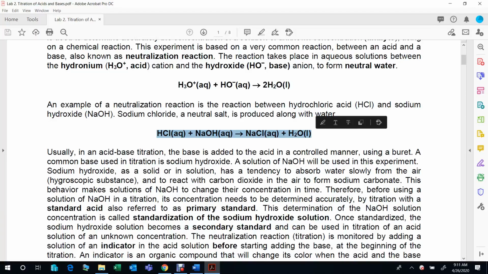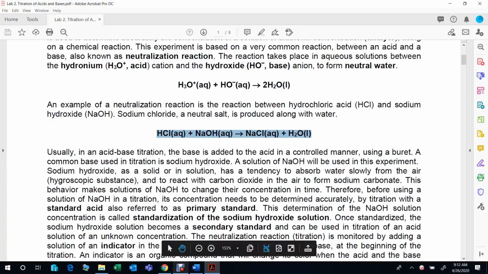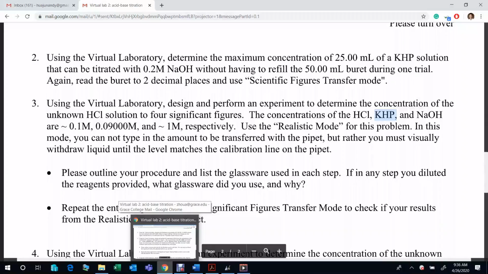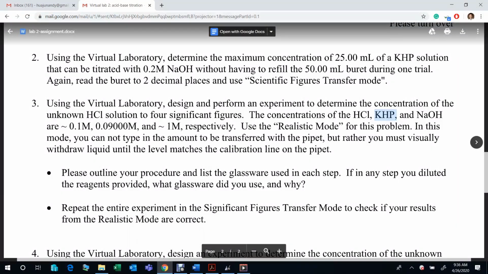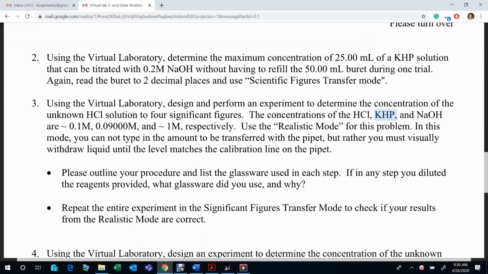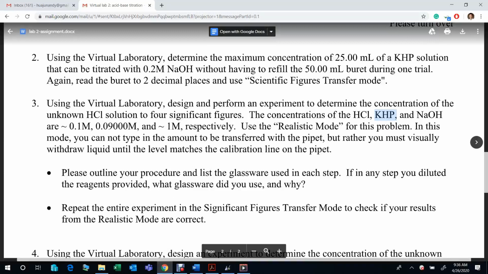So there are 2 steps, right? First, titrate sodium hydroxide using KHP to figure out the exact concentration of sodium hydroxide. The second is to titrate hydrogen chloride with sodium hydroxide to figure out the exact concentration of hydrogen chloride acid. The first thing we need to do is to titrate sodium hydroxide solution with KHP.